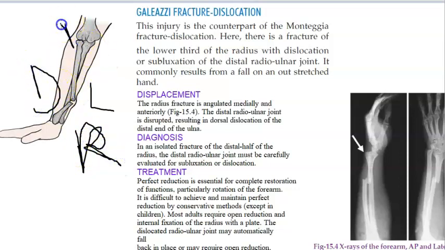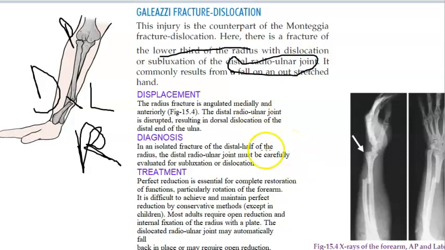So the radius fracture, which is the distal part of the radius, right? This is the proximal part of the radius. So the distal part of the radius here is fractured. So that is what you should know here. The lower third of the radius is fractured, okay, with dislocation or subluxation of the distal radioulnar joint. Okay, so the distal radioulnar joint is subluxated.